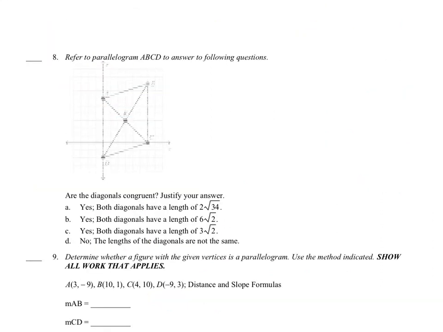Okay, number 9. We're talking about a parallelogram here. Are the diagonals congruent? It says that it's a parallelogram. Are the diagonals congruent? Well, we would have to do the distance formula. And the answer would be yes, the diagonals are going to be congruent in this case because even though in a parallelogram the diagonals are not always congruent, in this case they are.